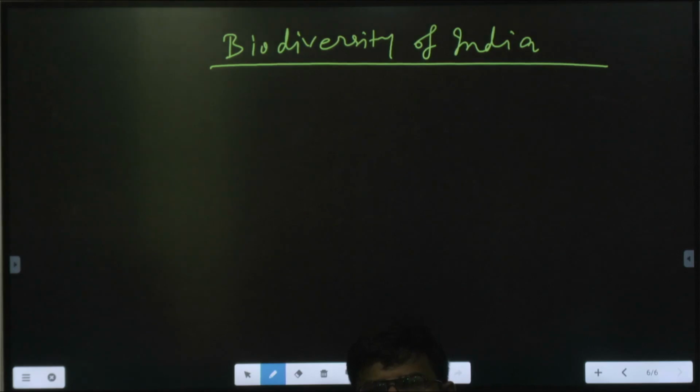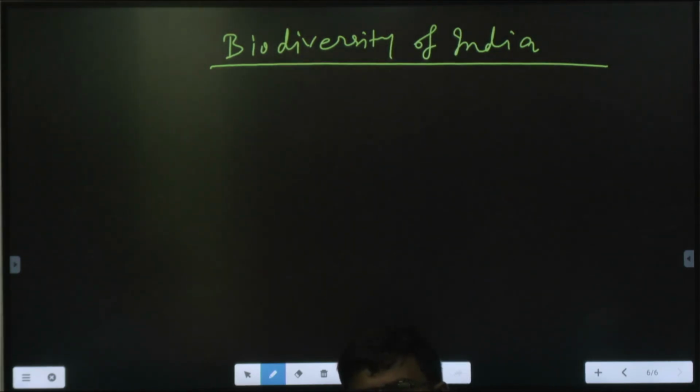So it is a short paragraph which talks about the scenario of biodiversity of India, and you can say that this content is actually a component or subset of that larger content which we provided for the biodiversity of the entire earth, right?